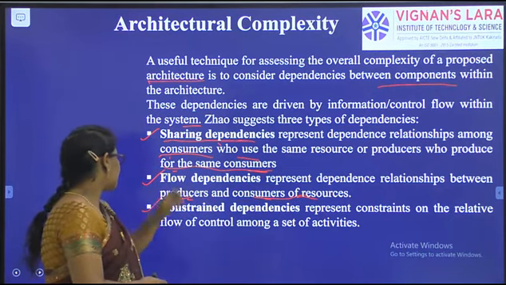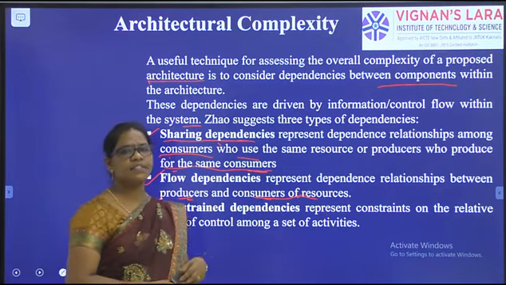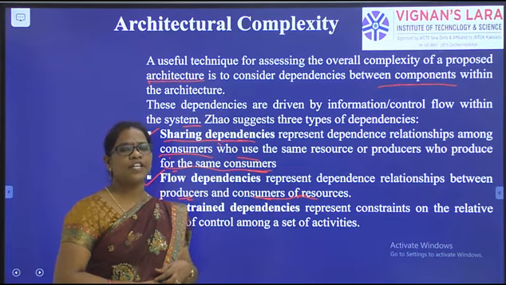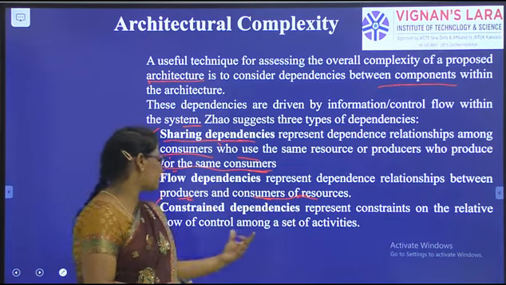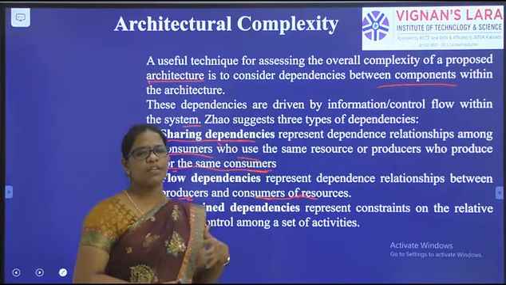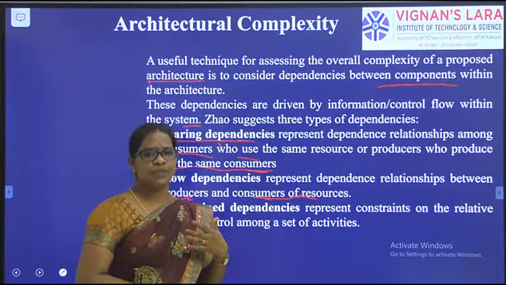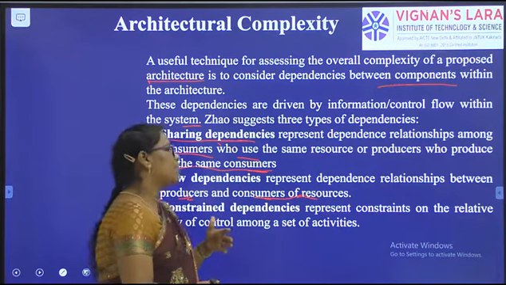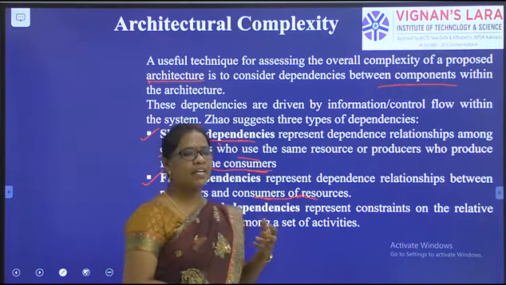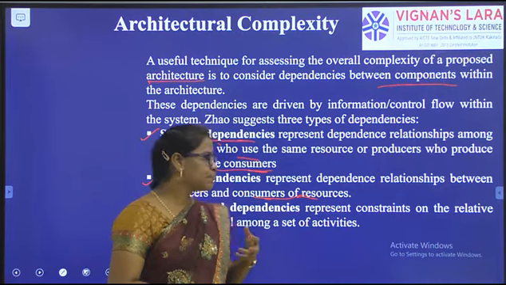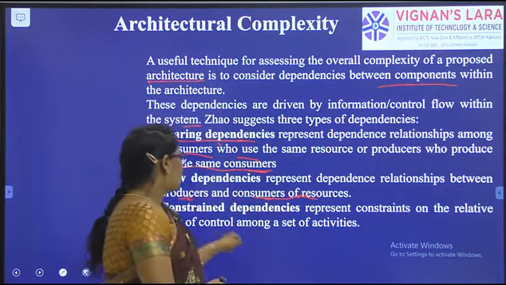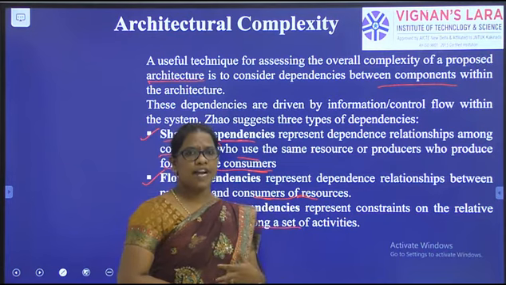And next, the third one is constraint dependencies. Constraint means a condition. What are the constraints on the relative flow of some set of activities? There will be some relationship between dependencies, because we can say there is flow of control among some set of activities.